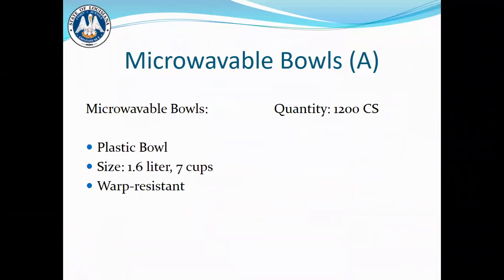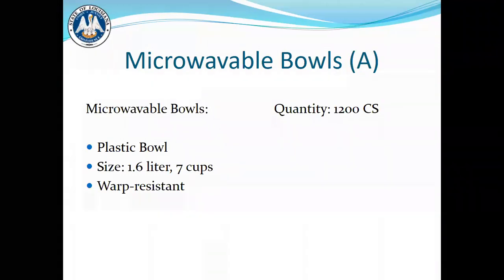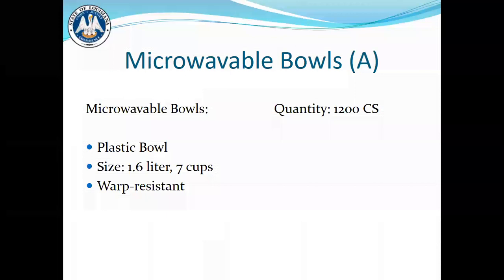All right, so the next one is microwavable bowls. The quantity is 1,200 cases, and these are the specs that were given. The plastic bowl, the size 1.6 liter, 7 cups, and warp resistant. So what additional specifications would you need?